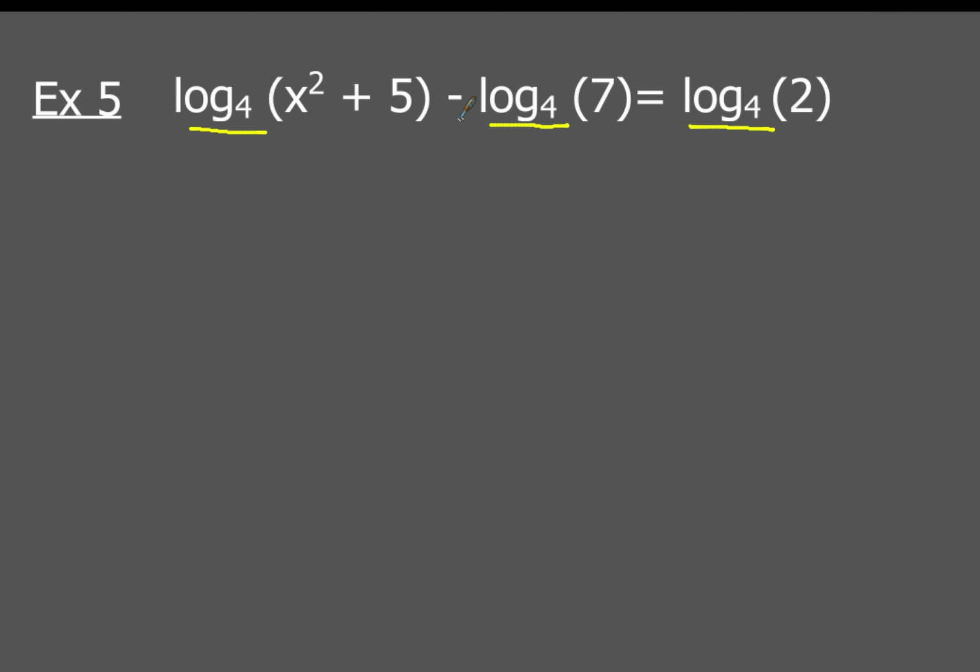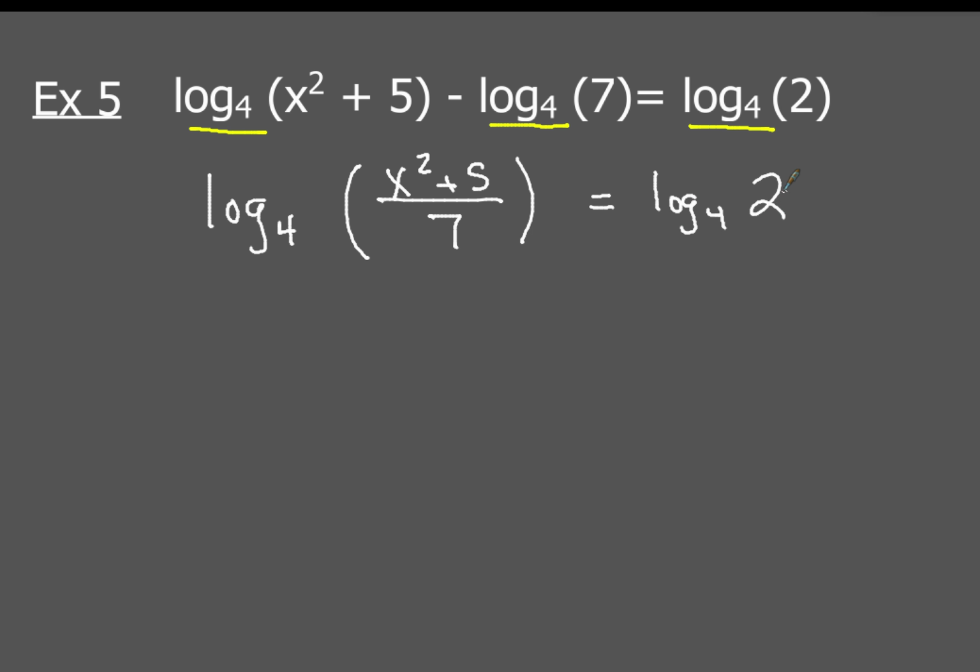Remember, if you have subtracting, that means we're going to take log base 4 and rewrite this as x squared plus 5, all over 7, and that's going to be equal to log base 4 of 2. From there, since both of our log base 4s are on each side, we're simply going to get rid of those, and set the x squared plus 5 over 7 equal to 2. From here, this becomes simple algebra.